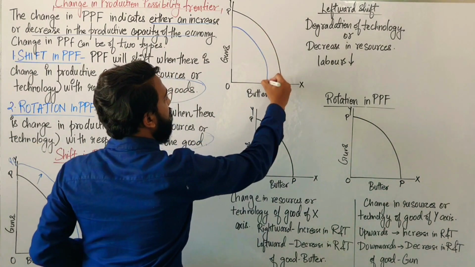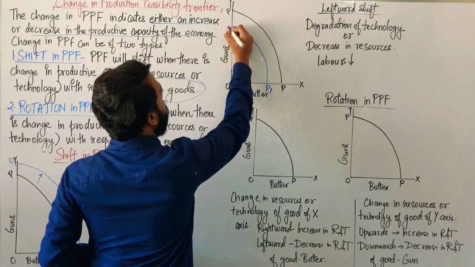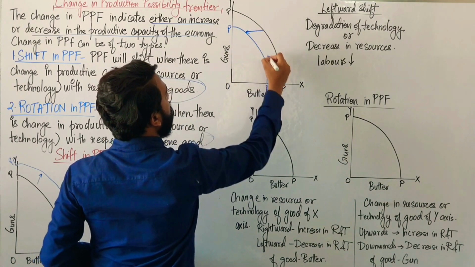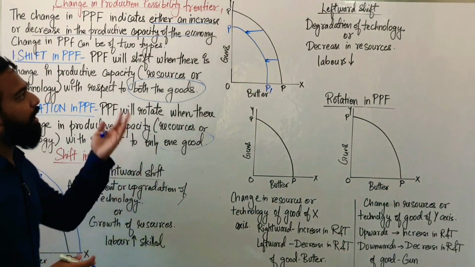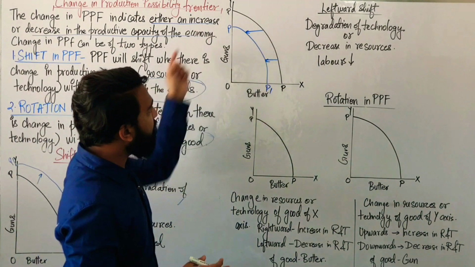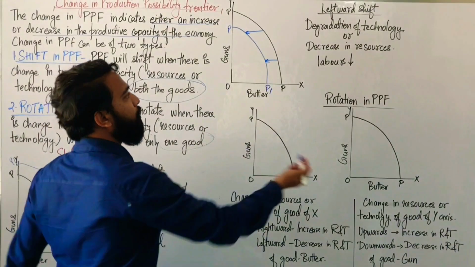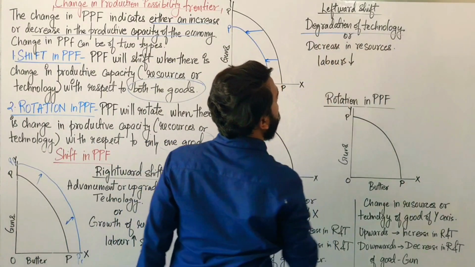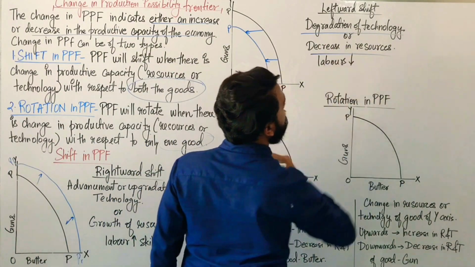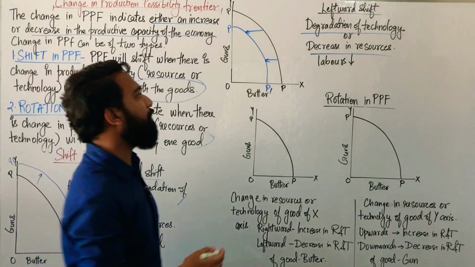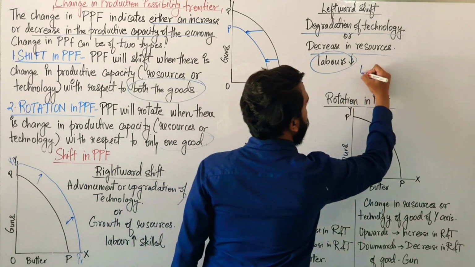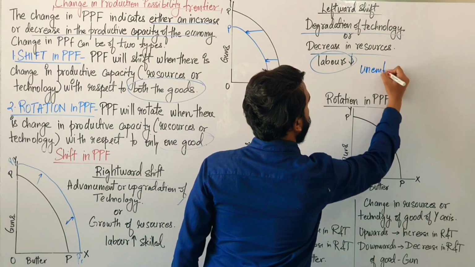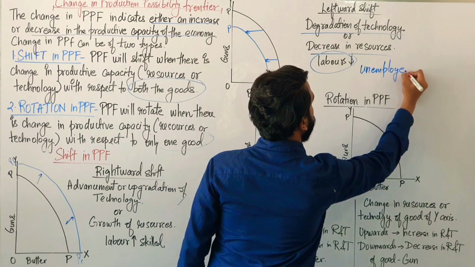Suppose this is the leftward shift. The new curve which you found is a leftward shifted PPC curve, and this leftward PPC curve shows the degradation of technology, a decrease in the resources, and that labor has decreased. It shows that unemployment has increased.